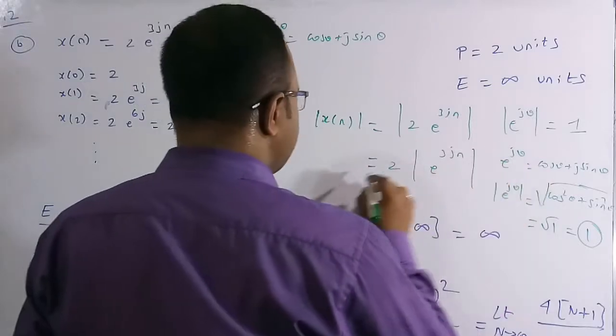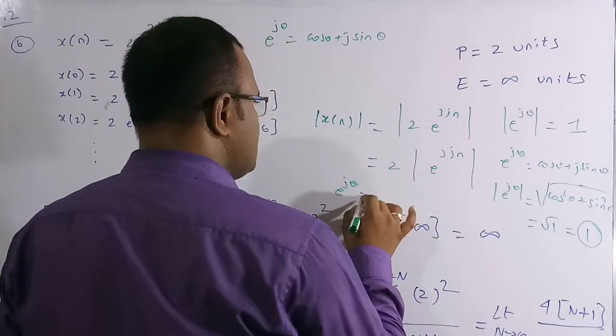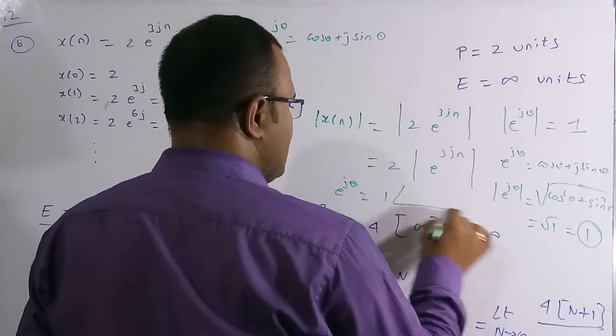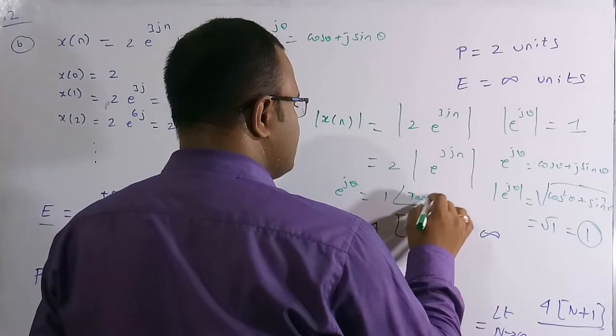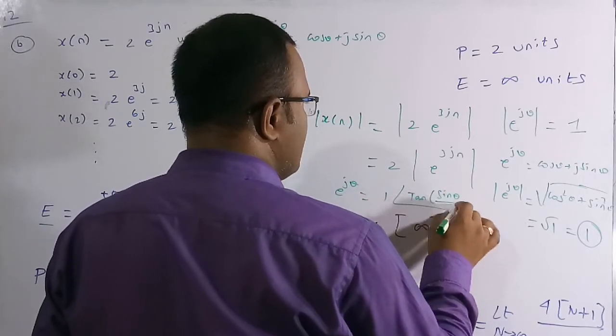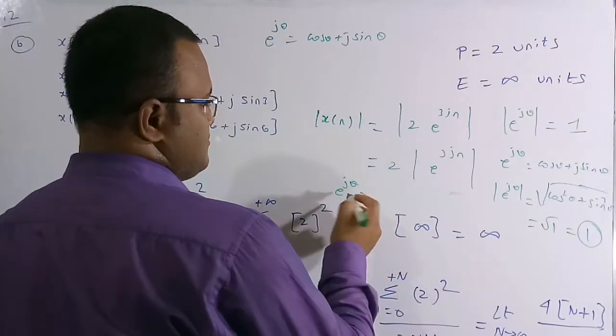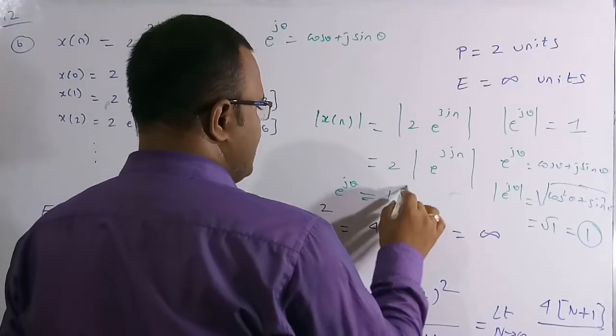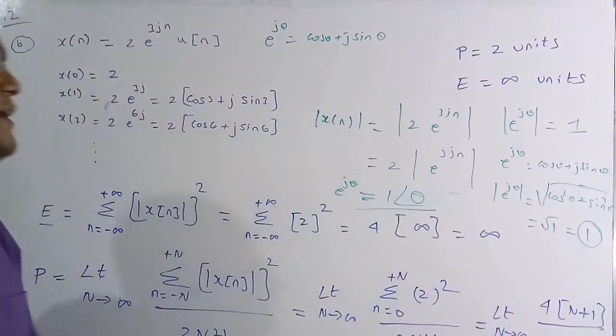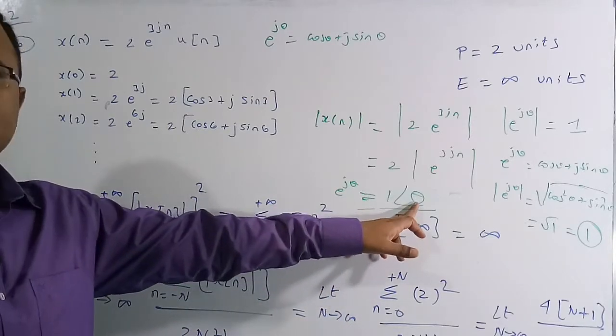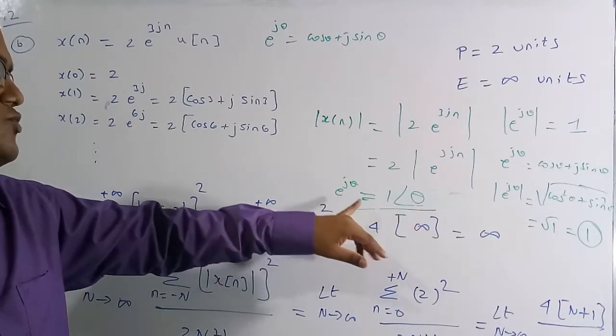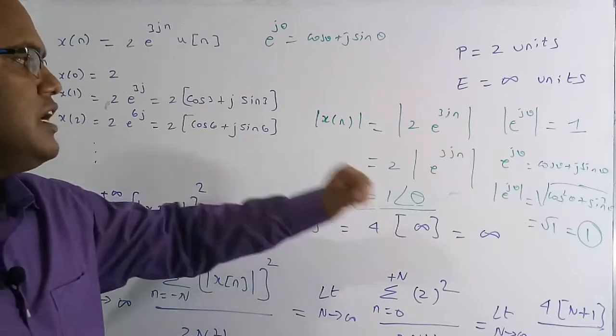Simply, we can write in another fashion also: e to the power of j theta is equal to 1 at an angle of tan inverse of sin theta by cos theta. You can write it in this manner also: e to the power of j theta is equal to 1 at an angle of theta. So the magnitude value is 1 and the angle value is theta. Therefore the magnitude of e to the power of j theta is 1.